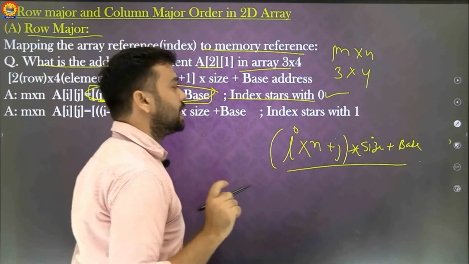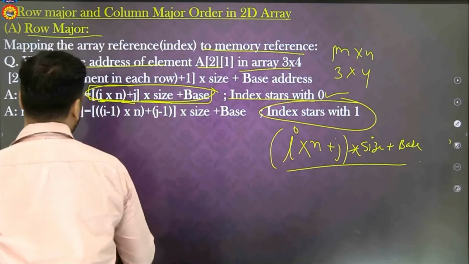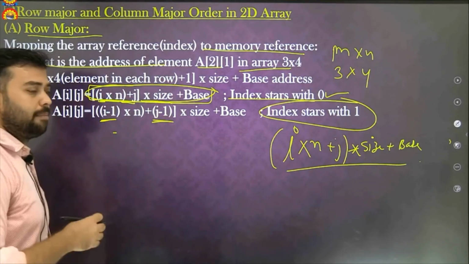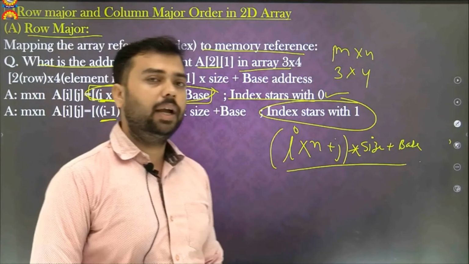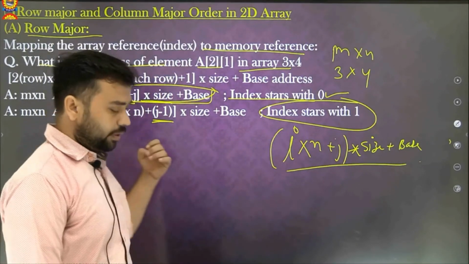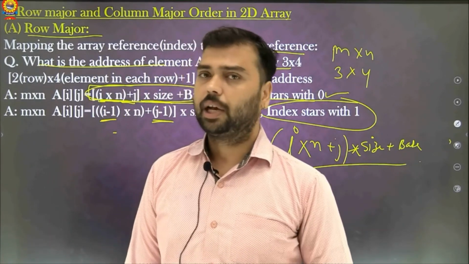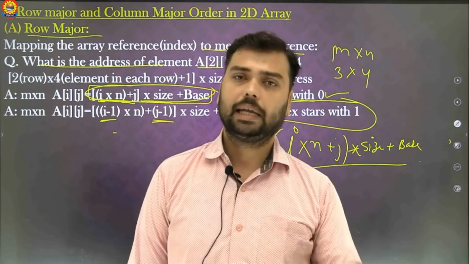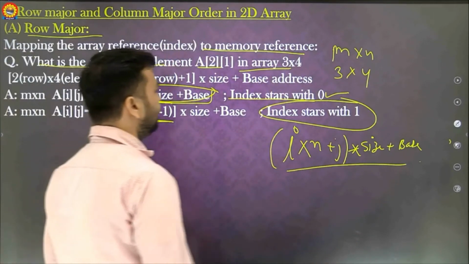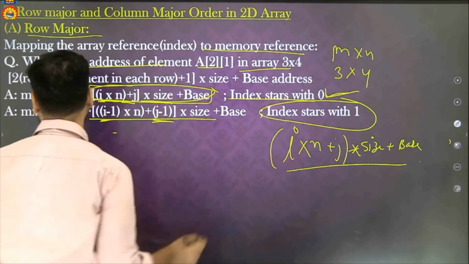But if the index starts with 1, then what we need to do is subtract one from I and subtract one from J. So we need to do I minus 1 and J minus 1. That's it. You remember only one formula, index starting with 0. If somebody asks what will be the formula when the index starts with 1, then you simply subtract 1 from I and J. That's it, and no need to change anything else. So this is a formula for index starting with 0 and this is a formula for index starting with 1.